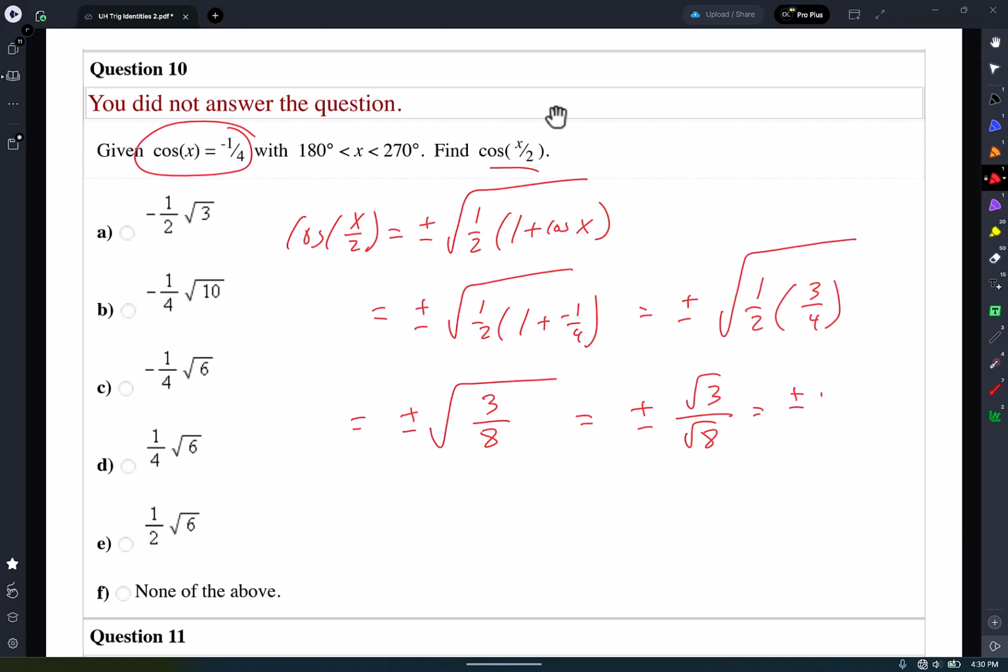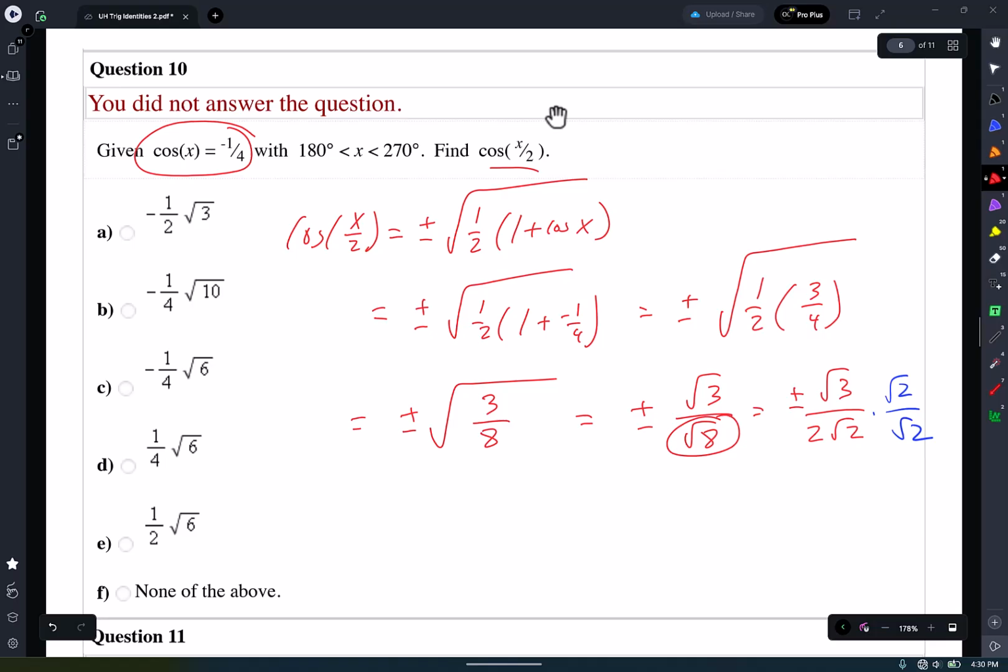So plus minus square root of 3 over, and the square root of 8 is 2 square root of 2. Multiply by square root of 2 over square root of 2. Plus minus square root of 6 over 4. We're still all right? Okay.